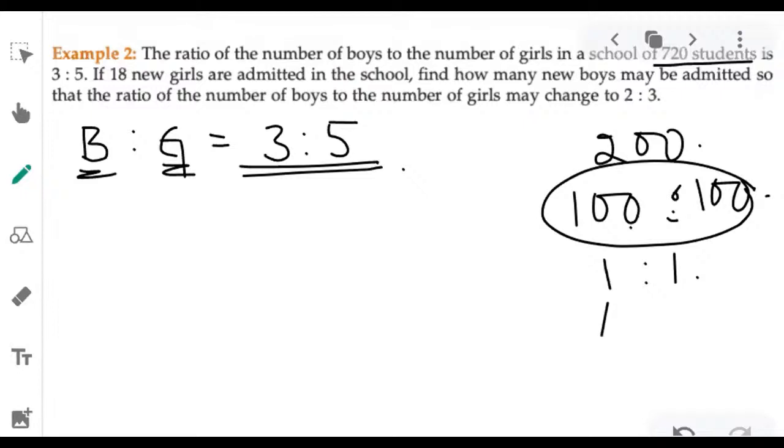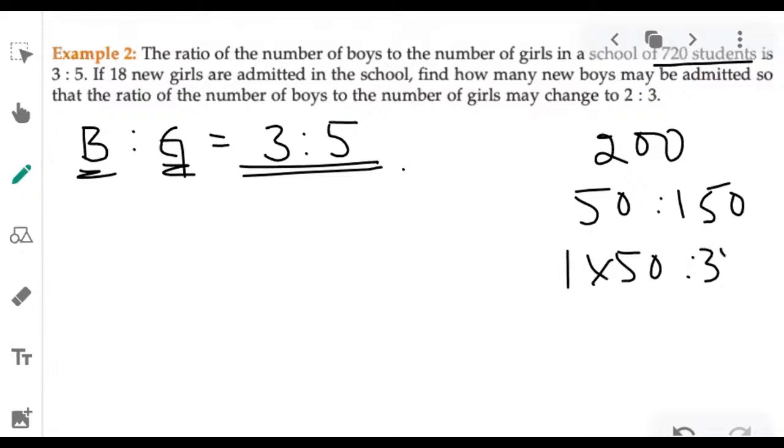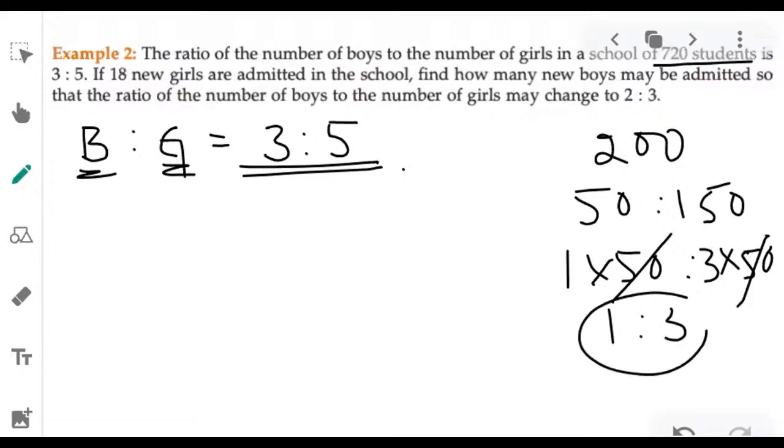So what we do is take approximate. I'll take like this 50 is to 150 is the ratio. What is the simplest ratio here? 1 is to 3. So this is 1 into 50 is to 3 into 50. And we are cancelling the common factor out. So this became 1 is to 3.